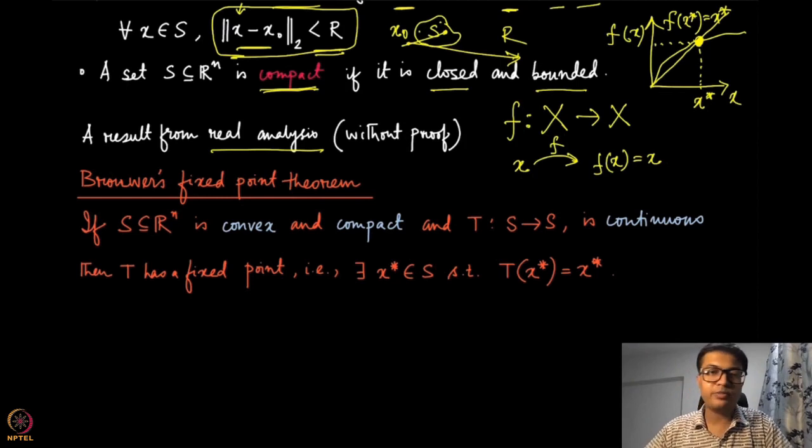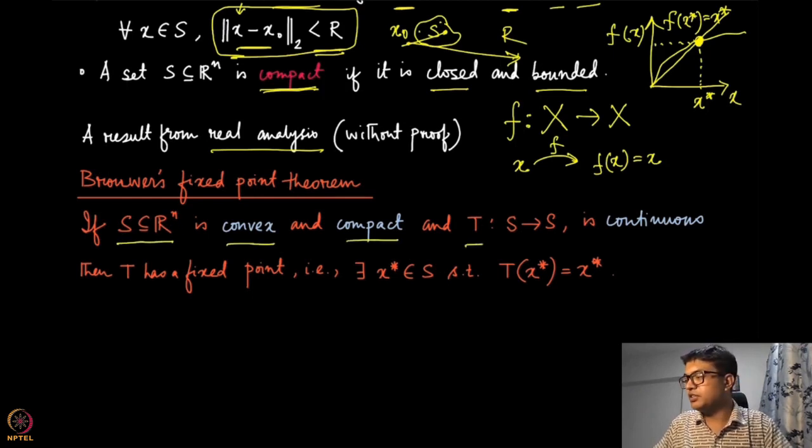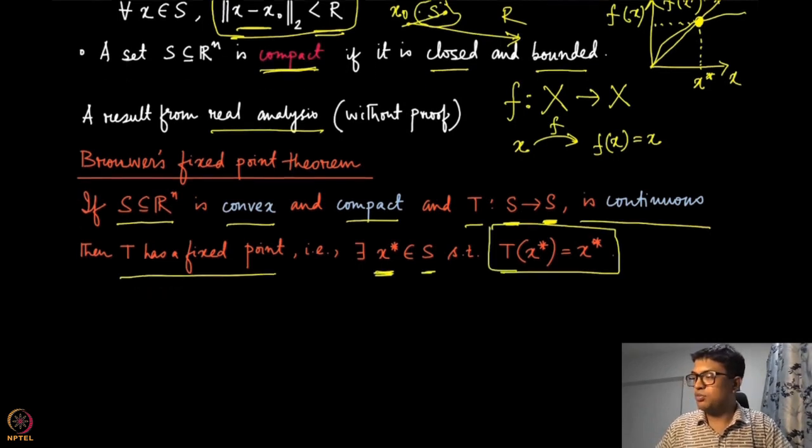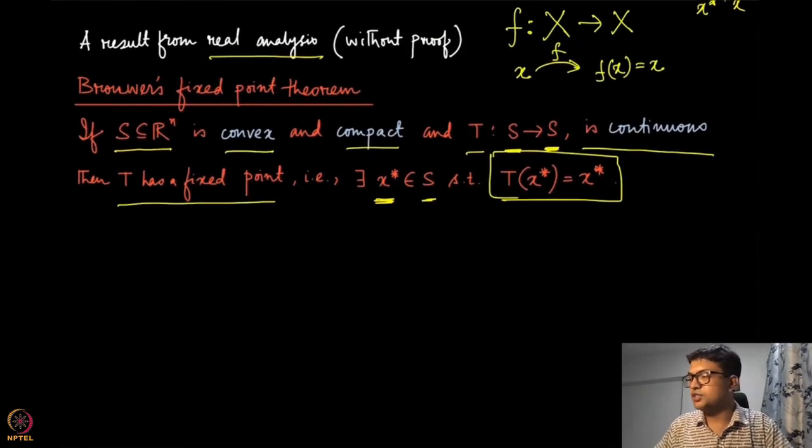Now, Brouwer's fixed point theorem says that if you have a set S that is convex and compact, and you have a function T which maps that set into itself, and the function is also continuous, then T has a fixed point. That means there exists some x star in S which is mapped to itself via this function T. We are not going to prove this result. The proof is a little complicated, and it's already a very well-known result. But I can give you an illustration of this result in two dimensions.